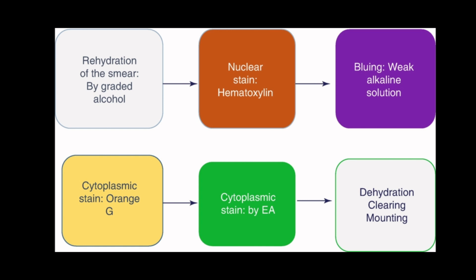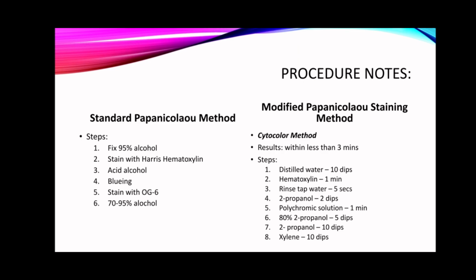But if we do the modified PAP cytocolor method, this gives results in less than 3 minutes, and can be used for gynecological samples such as vaginal smears, vaginal fluid, and for non-gynecological samples like gastric lavage, sputum, urine sediment. Here are the steps for the cytocolor modified PAPS technique.